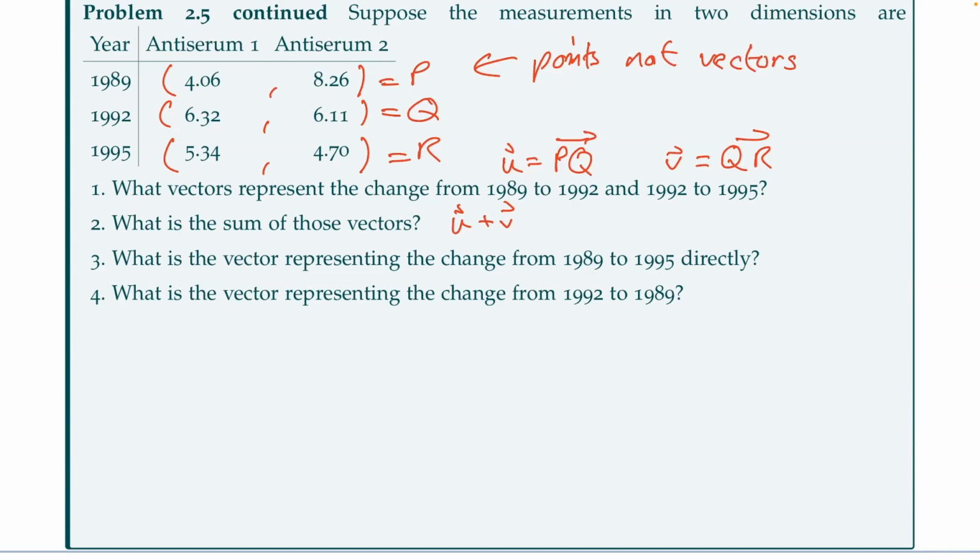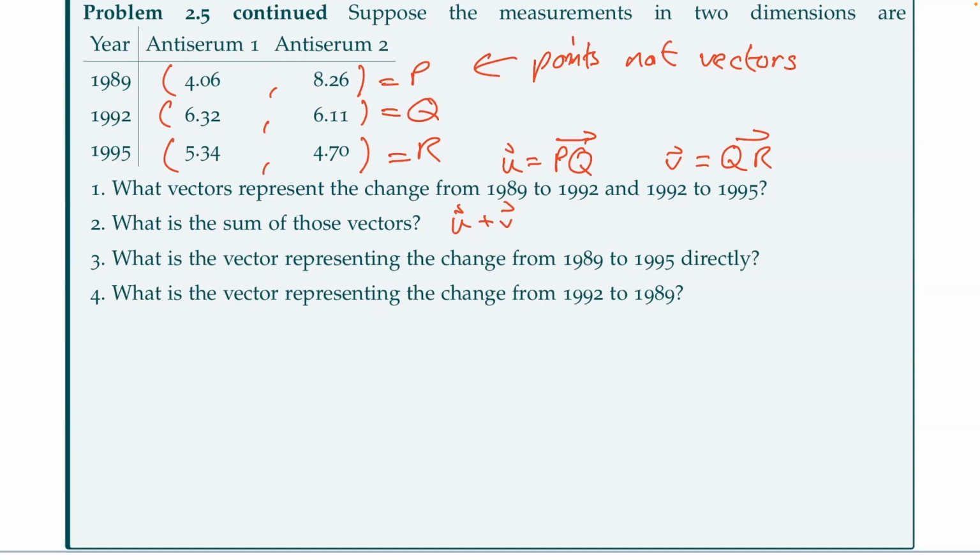So to work out the components of our U and our V, we need to take our terminal point. So for U, that's going to be Q, and we subtract our initial point, P. So we do Q minus P, and that will give us our components for our vector U. And then for our vector V, our endpoint is R, and our start point is Q. So again, we take the endpoint R, we subtract the initial point Q, and that will give us our vector V.